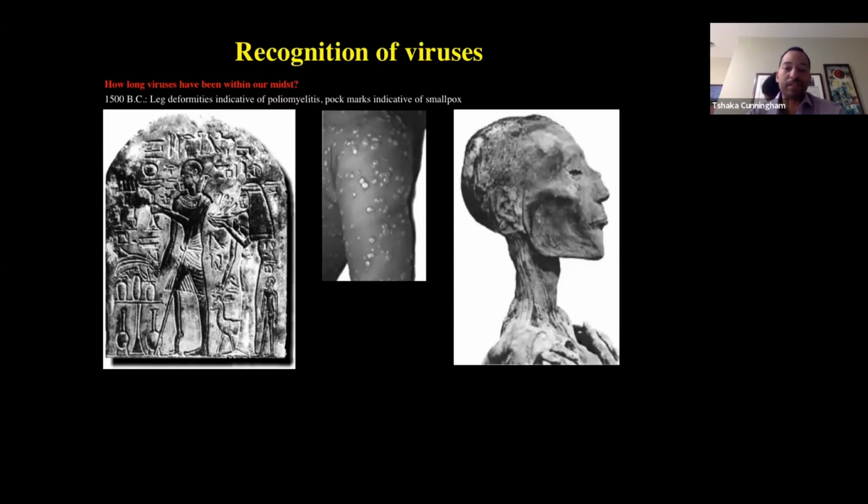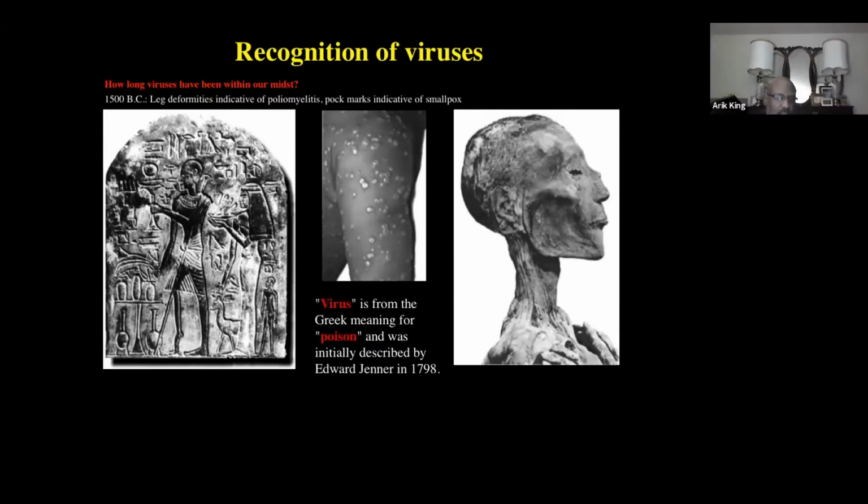So even in Egyptian mummies, they found evidence of smallpox, right? Mummies from almost 2,000 years ago had these things as sort of the first indications of viruses. And virus, the word, comes from the Greek term that means poison, right? And it was initially described by Edward Jenner in 1798.